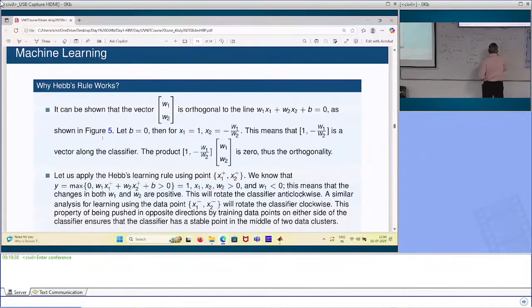So w1 is less than 0, w2 is greater than 0. So what would this vector look like? Can you plot that vector in your notebook? w1 is less than 0 and w2 is greater than 0. Can you plot that vector on the same plot? Let's say this is w1, w2 like that, and it is also x1 and x2. Can you draw that vector?